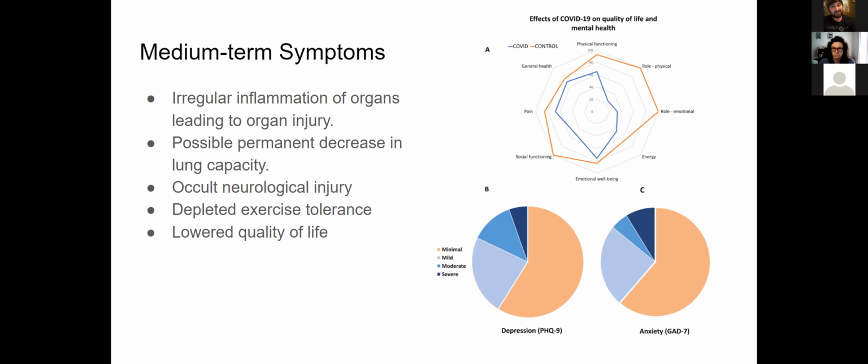And then, of course, depleted exercise tolerance, with inflammation from lungs, inflammation from a heart. It makes things like low exercise to be much more difficult.